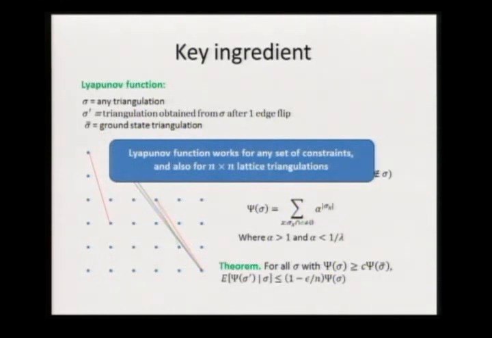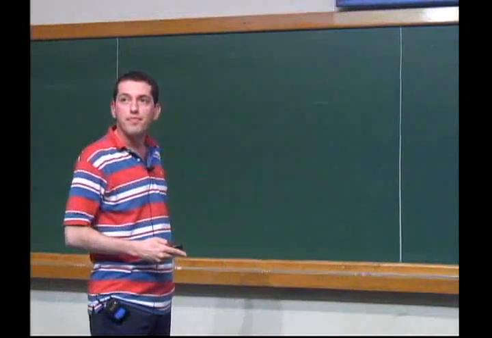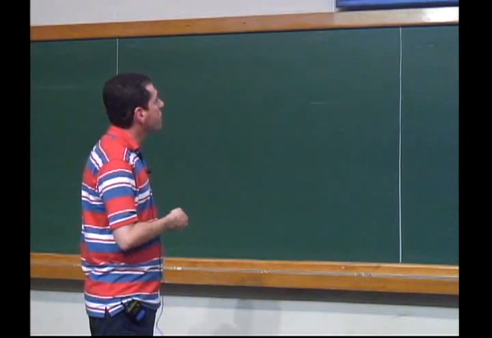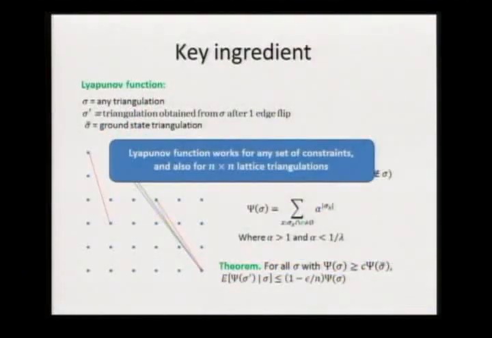It also works for triangulations of n by n square, not only the n by k. It works for any set of constraints, any edge, ground state edge you pick. You can put as many constraints as you want. It always works in this way. So it's quite a key ingredient in our proof that it has all this generality.